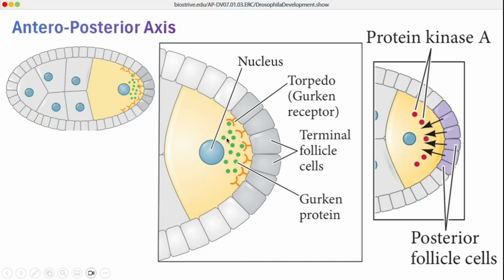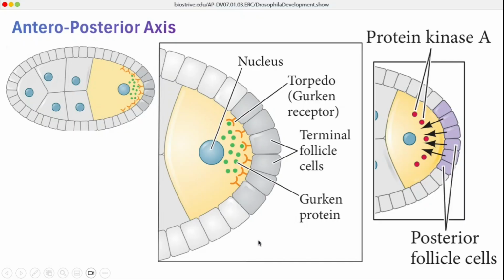So this Gurken protein will sit on the Torpedo receptor and initiate a certain kind of signaling, and when this interaction between Gurken and Torpedo takes place, these terminal follicle cells, or these terminal follicle epithelial cells, will start giving posterior cell fate.